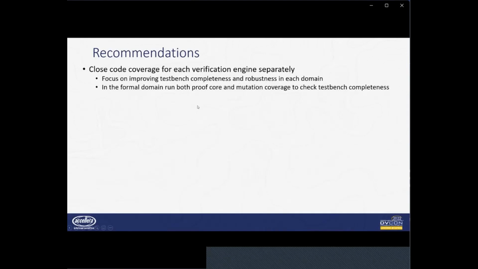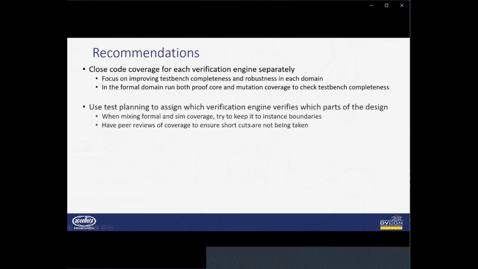Ideally, if you have the resources in the formal domain, use both proof core and mutation coverage for more robust test benches. Highly recommended to include formal in your test planning, especially if you're using an assurance methodology, meaning you're going for proofs, you're proving requirements. As part of this test planning, you can assign different blocks to formal for verification and then other parts of the design to simulation. And then based on these boundaries, you're doing verification in each domain and closing coverage in that domain as completely as possible.